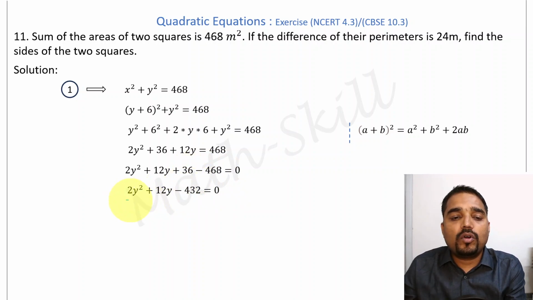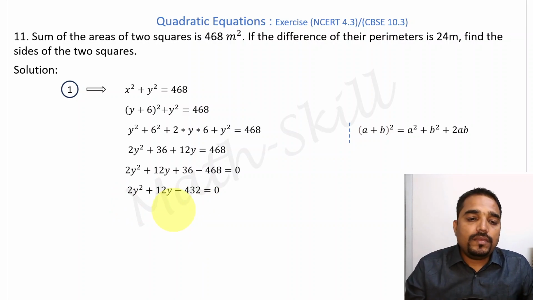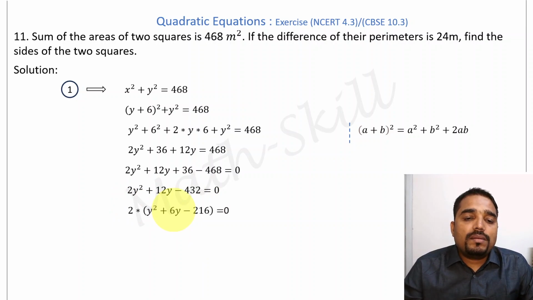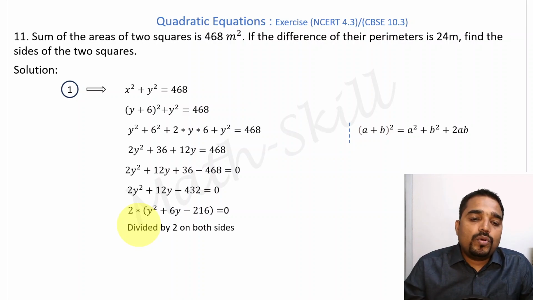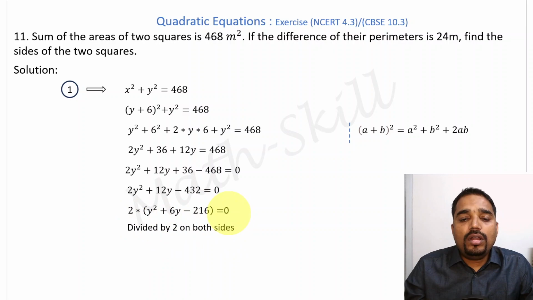So now we see that all the terms contain 2 as a common factor. Let us take 2 as a common factor here. So 2 into y square plus 6y minus 216 is equal to 0. Now let us divide by 2 on both LHS as well as RHS. So the 2 here and the number getting divided will both get cancelled, and 0 divided by 2 is 0. That is, here we would get y square plus 6y minus 216 is equal to 0.